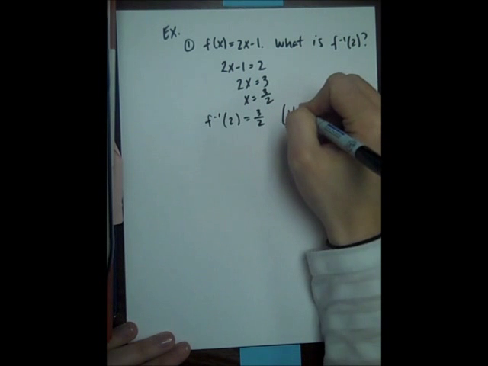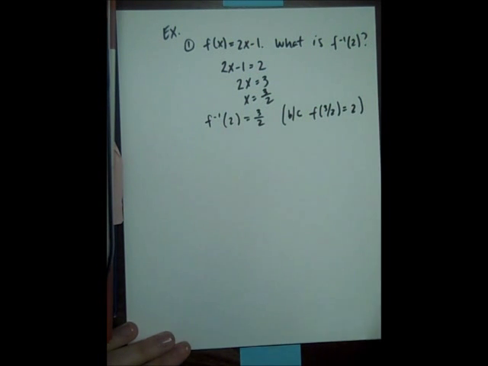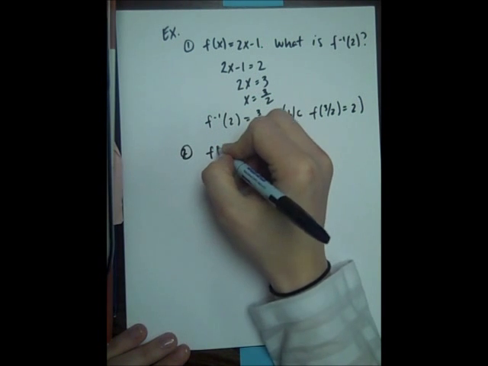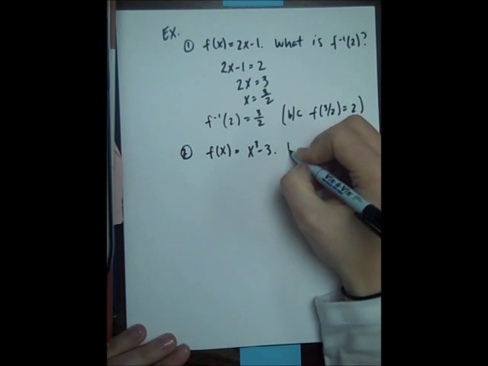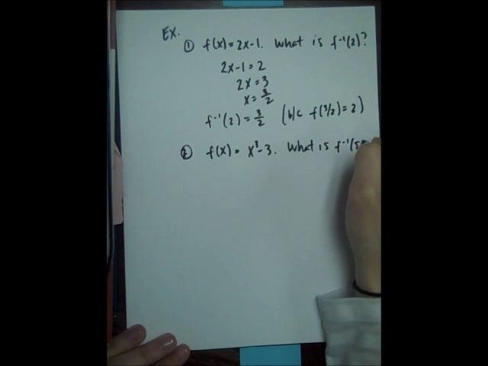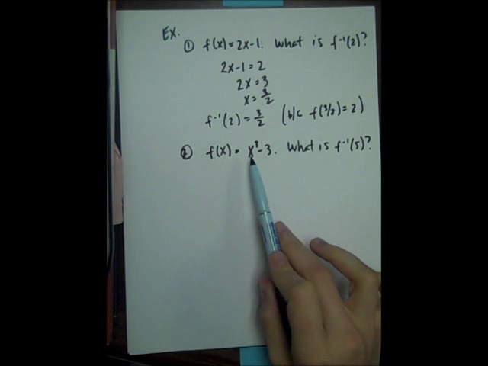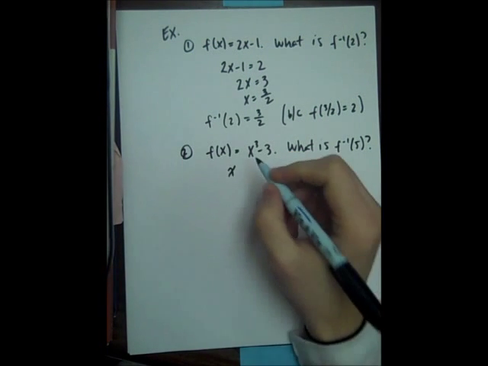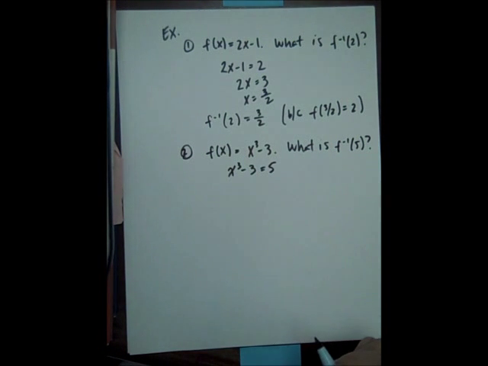And this is because f of 3/2 was 2. So that's what you want to think. Let's do one more of these. How about f of x is x cubed minus 3? What is f inverse of 5? Now I'm saying which x value gave me 5 as my output. So I'll set my function equal to 5 and solve for x.